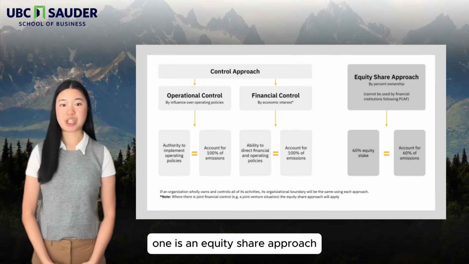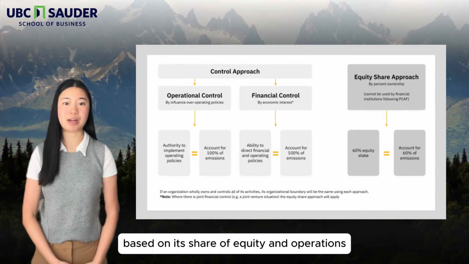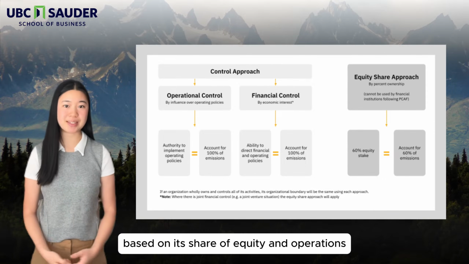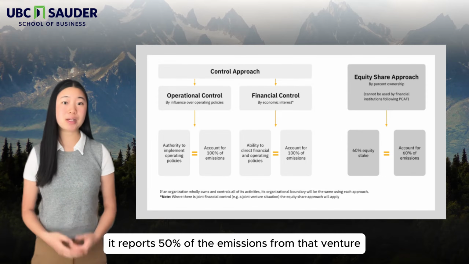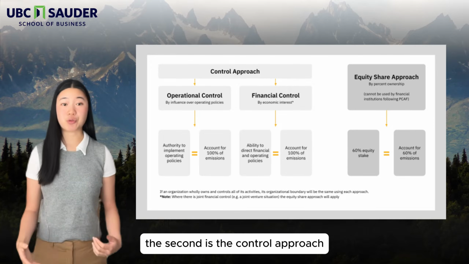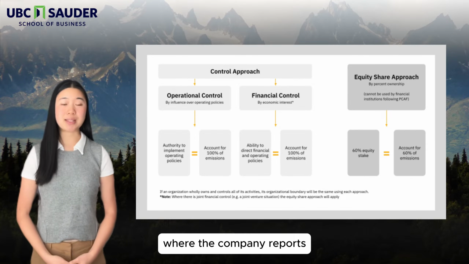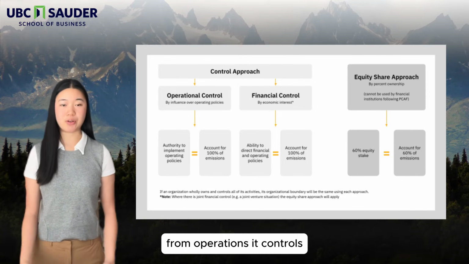One is an equity share approach, where the company accounts for greenhouse gas emissions based on its share of equity in operations. If a company owns 50% of a joint venture, it reports 50% of the emissions from that venture. The second is the control approach, where the company reports 100% of the greenhouse gas emissions from operations it controls.